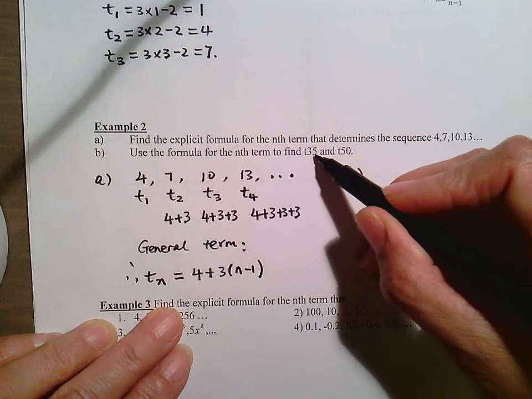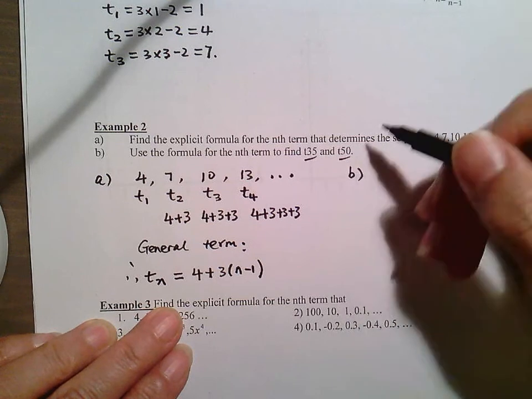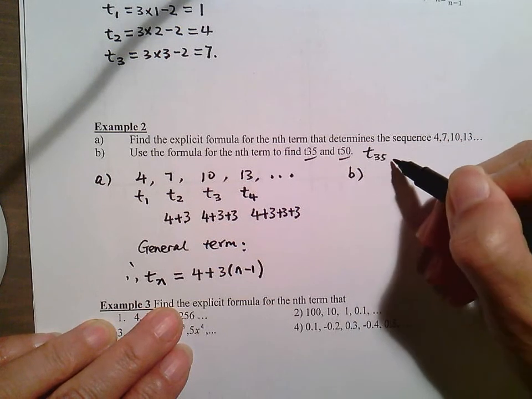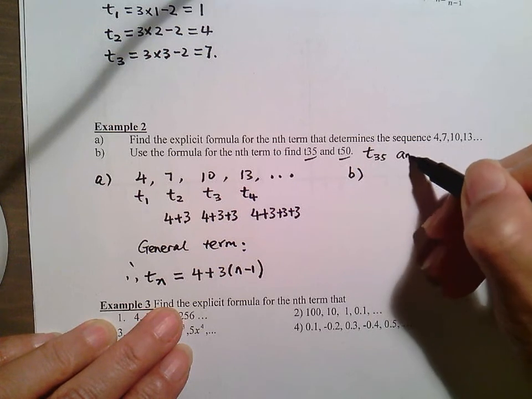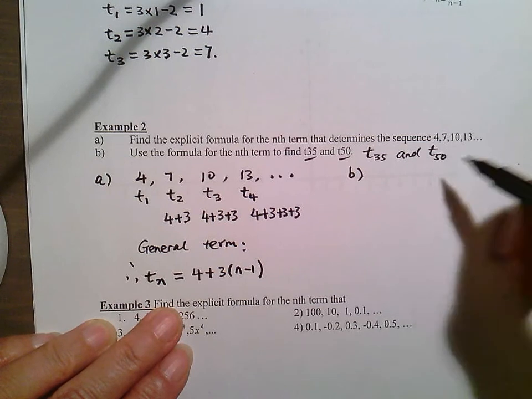Use the explicit formula for the nth term to find t subscript 35 and t subscript 50. This is a typo, right? That is just when the printer printed it out, it changed my format. It should be t, the 35th term and the 50th term. The index should be smaller.